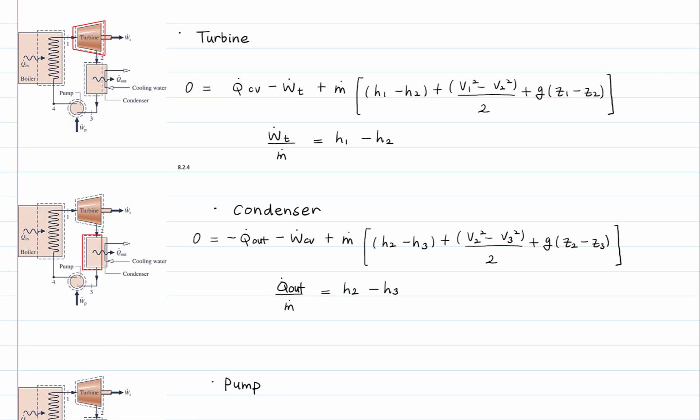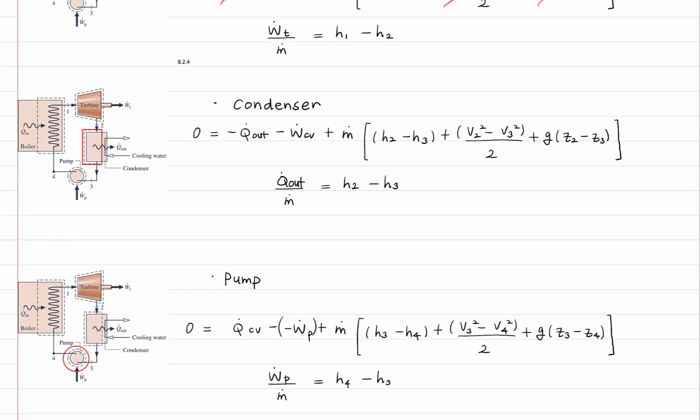We are going to apply the energy balance on each component. For a turbine, no heat transfer, no kinetic energy change, no potential energy change. Energy balance is reduced. Work output by the turbine is H1 minus H2. 1 is at the inlet of the turbine, 2 is at the exit of the turbine.